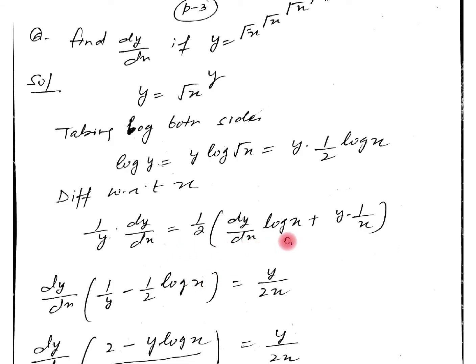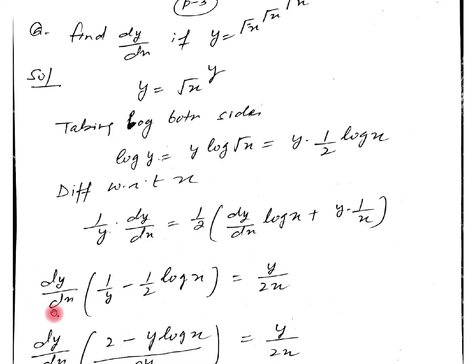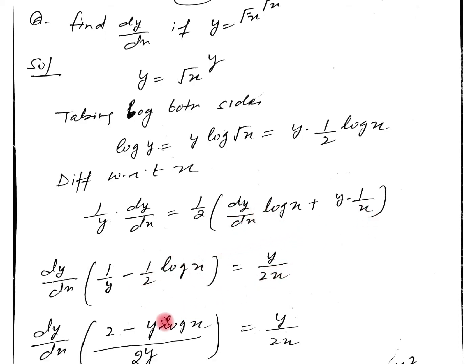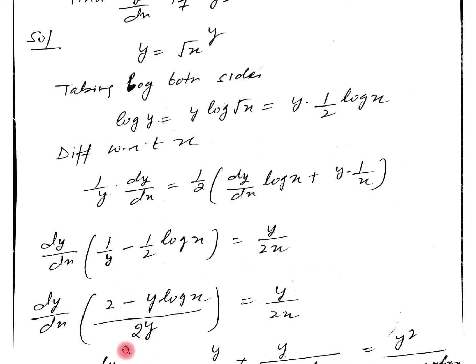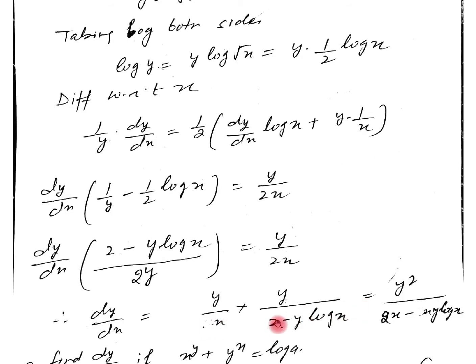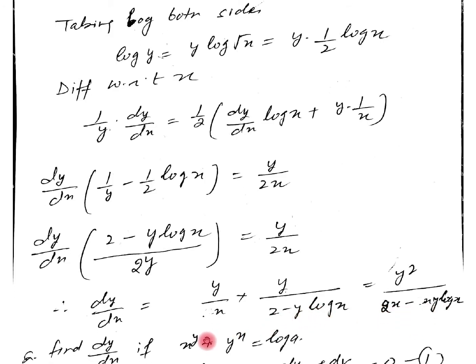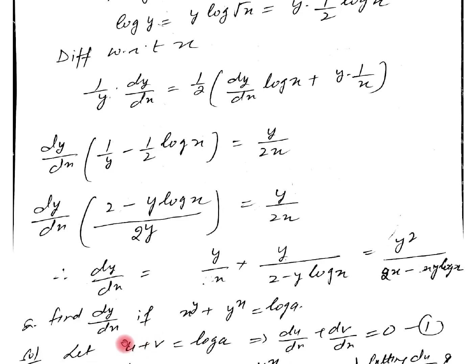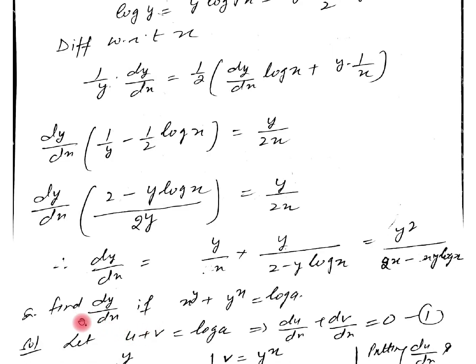Again simplifying, I am collecting all the terms of dy by dx on the left hand side. Dy by dx common, 1 upon y minus 1 by 2 log x is equal to y upon 2x. Simplifying here by taking the LCM and then finding the value of dy by dx, this is equal to y square upon 2x minus x into y log x. All these are somehow important questions.